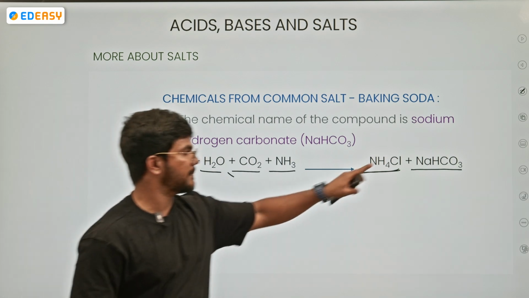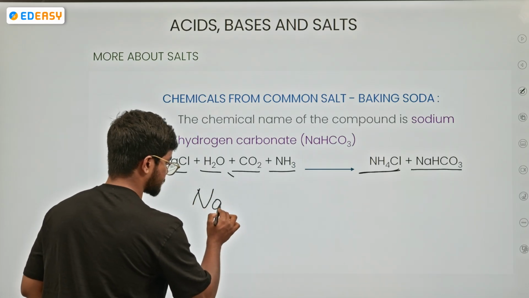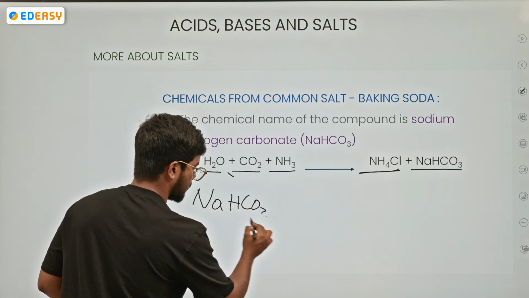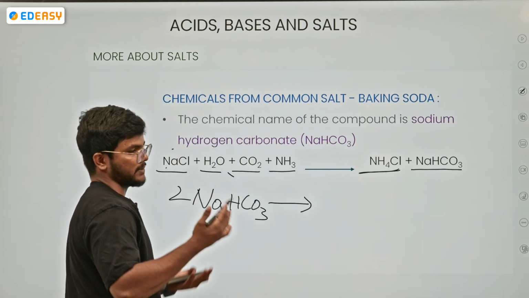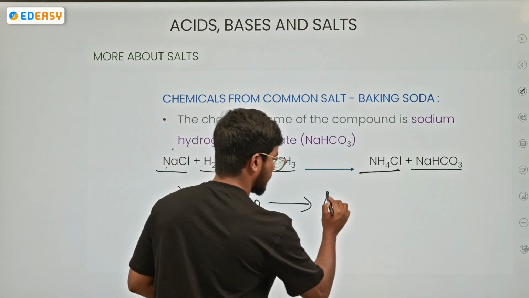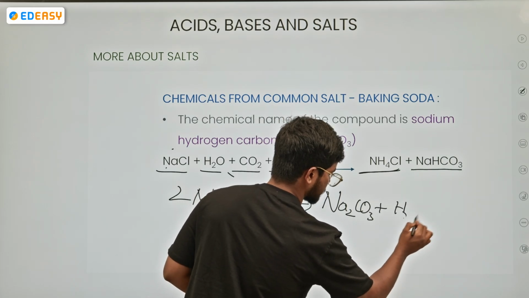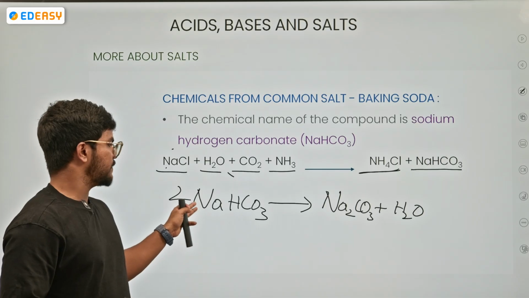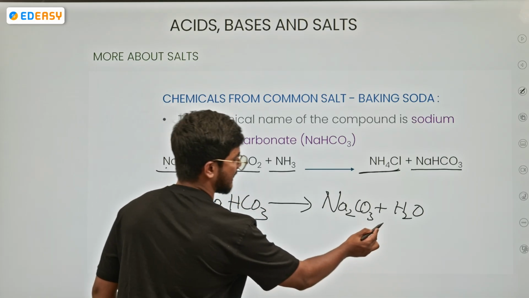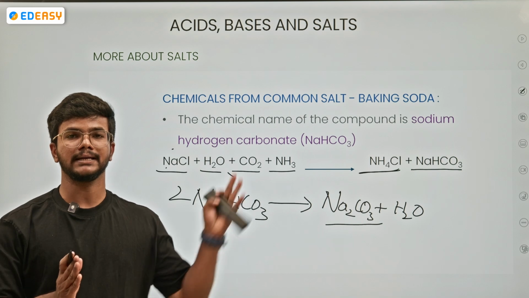But here what happens, when baking soda is heated again, 2 moles of NaHCO3, when heated, give Na2CO3 plus H2O. Water is released out of the NaHCO3 when it is heated. So this Na2CO3 is used to produce the washing soda in the next slides.